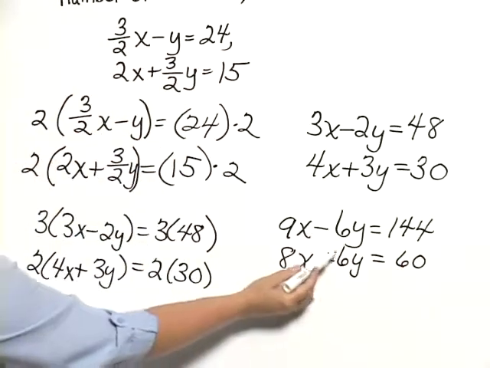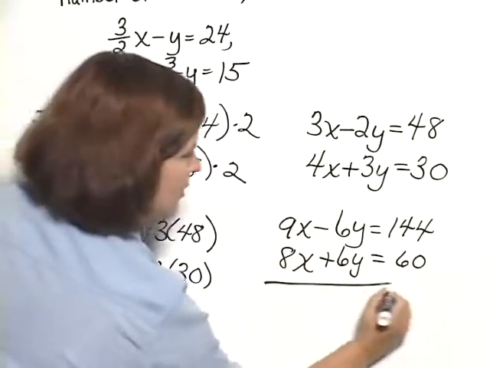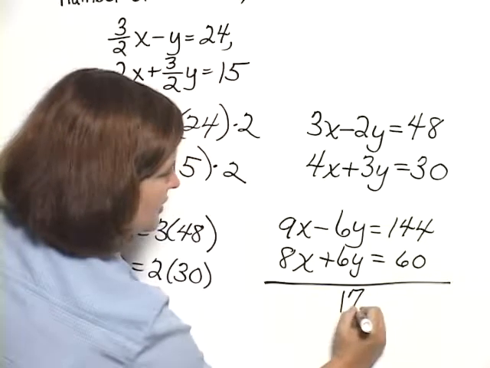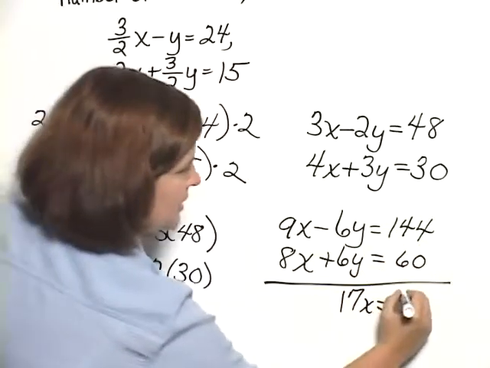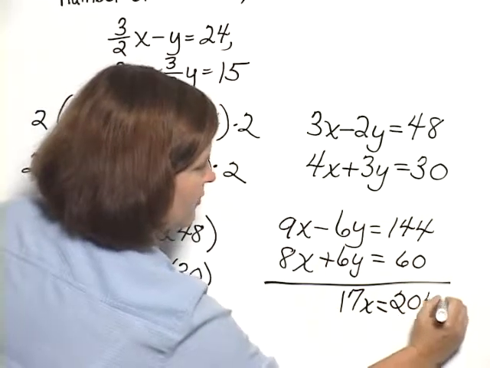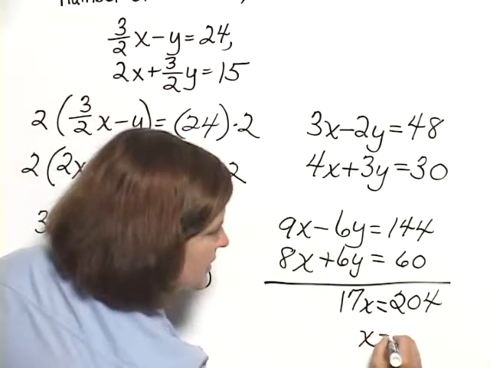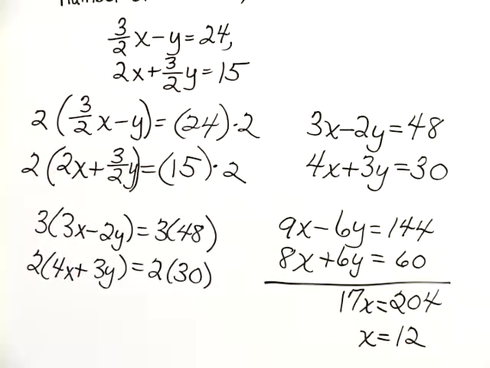Now I can use the elimination method by adding, and I will eliminate the y. 9x plus 8x is 17x, and 144 plus 60 is 204. Now I want to divide both sides by 17, and when I do, I find that x equals 12. I'm not done yet because I need to find what the value of y is.